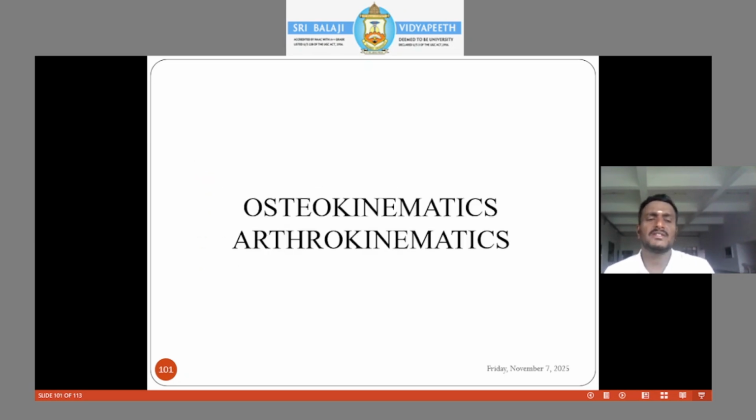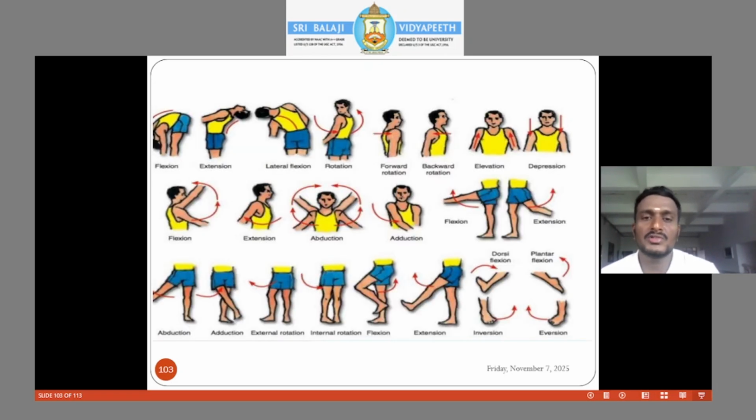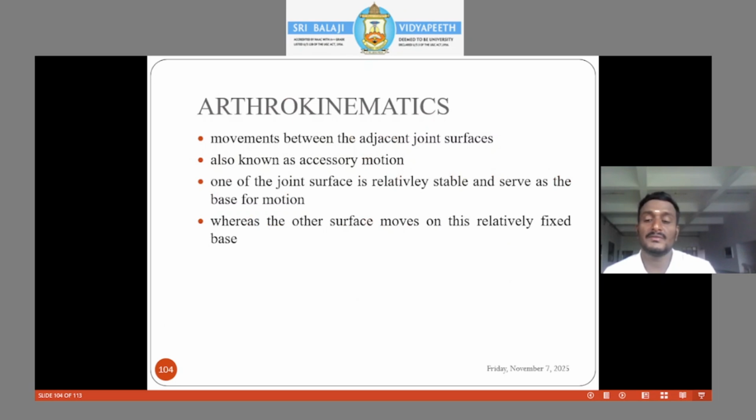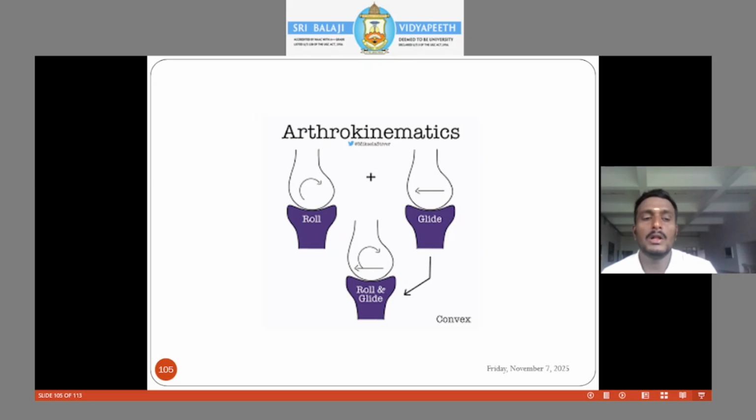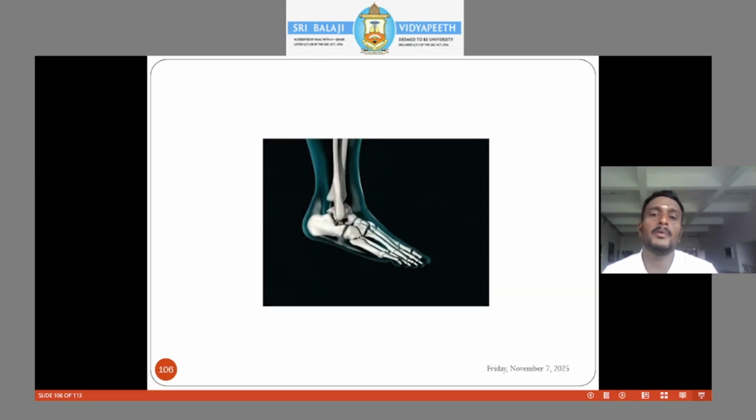Coming to osteokinematics and arthrokinematics, which refer to roll and glide. We already discussed in the first chapter the translatory motion and the rotatory motion. The rotatory motion that moves the bones in space during physiological joint function, we call osteokinematics. Arthrokinematics are the accessory movements that take place within the joints: roll, glide, and spin. This is a very important example.